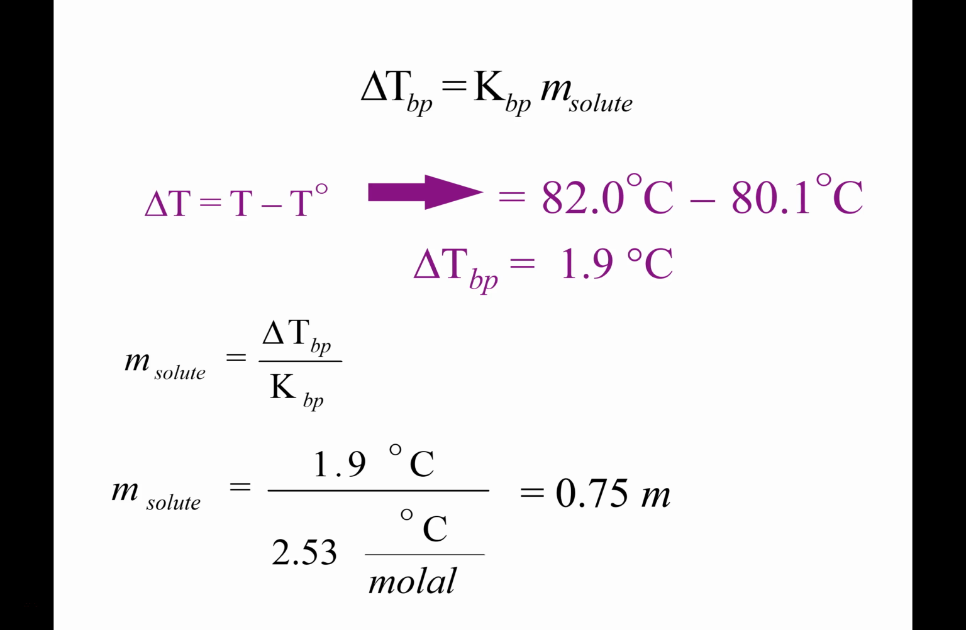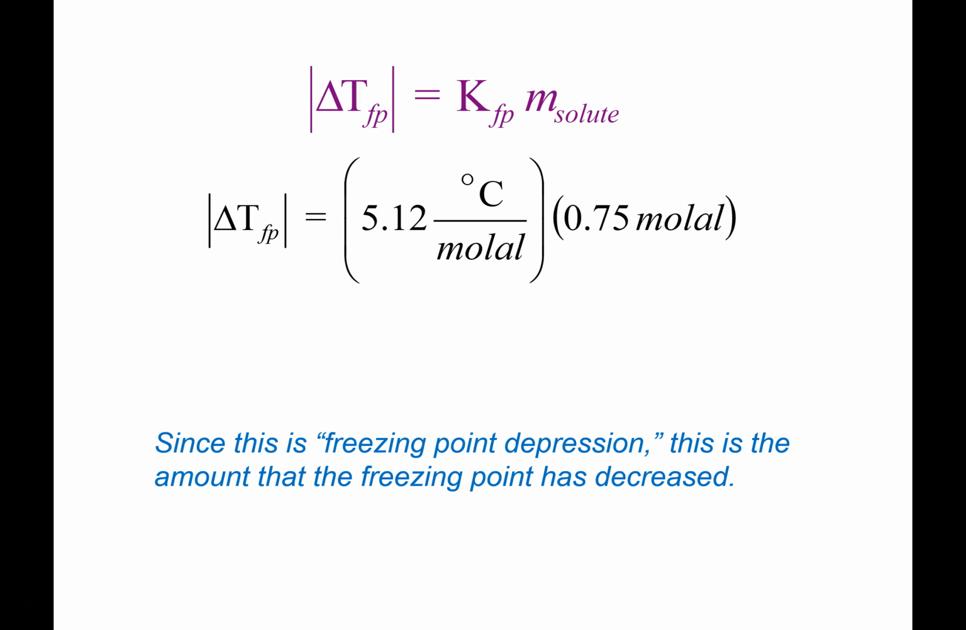So now we're going to change our temperature. We're going to hone in now not on the boiling point elevation, but the freezing point depression. So this is the equation for the freezing point depression. Now we know the molality, and of course we have the freezing point depression constant, okay? So it looks like this.